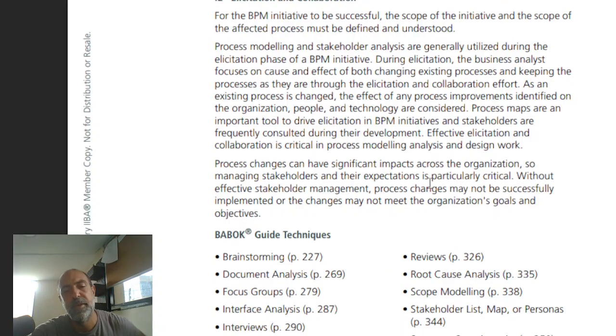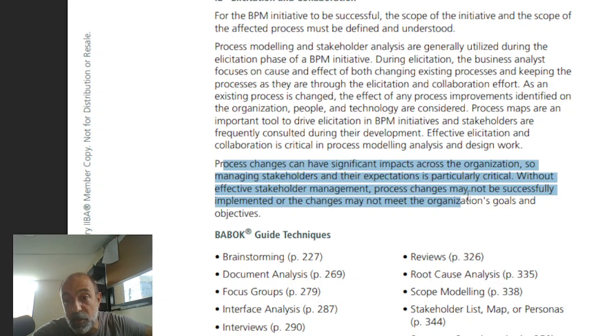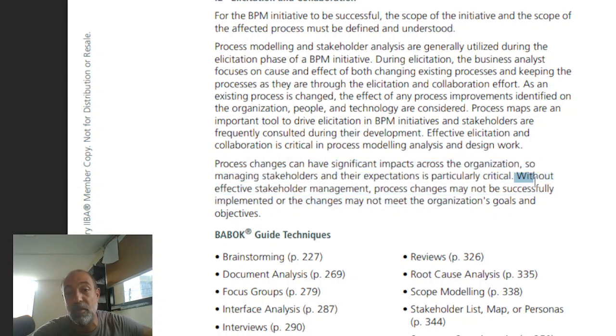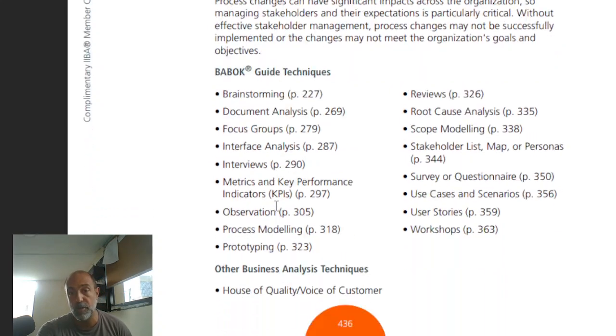Process changes can have significant impact across the organization, so managing stakeholders and their expectations is particularly critical. Yes, without effective stakeholder management, process changes may not be successfully implemented, or the changes may not meet the organizational goals or objectives. People don't want change.